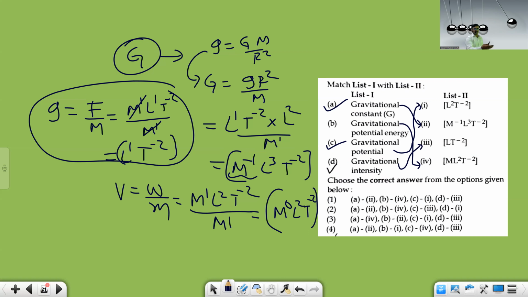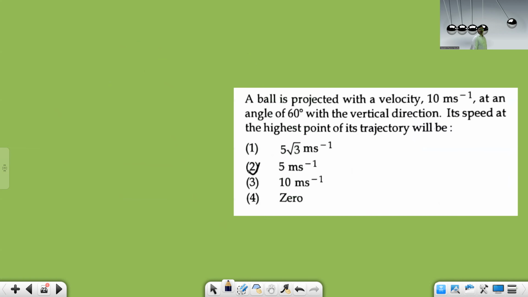Now you can check the answer clearly, as I have derived everything. A connected to 2 means I can eliminate the third option. B connected to 4, gravitational potential energy, so I can eliminate the last option. C, gravitational potential, is connected to the first option, so this is also eliminated. Finally, I got option number 1. I hope you are clear with this.